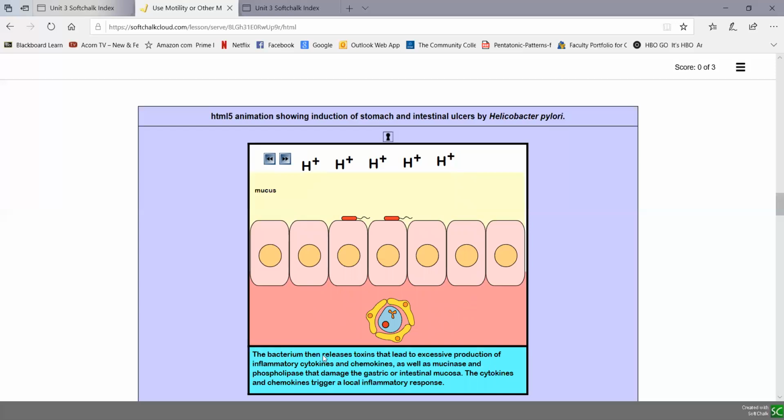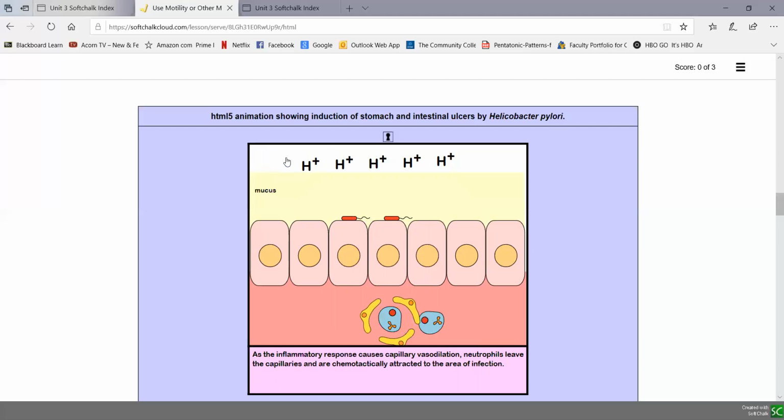The bacterium then releases toxins that lead to excessive production of inflammatory cytokines and chemokines, as well as mucinase and phospholipase that are going to damage the gastric or intestinal mucosa. And of course, these cytokines and chemokines that are released are inflammatory cytokines, so they're going to trigger a local inflammatory response. So here we see some toxins affecting the cells, causing the release of inflammatory cytokines and chemokines. That's going to lead to vasodilation of local capillaries, making the capillaries more permeable. And that allows the neutrophils to leave the capillaries where they're chemotactically attracted to the area of infection up here.